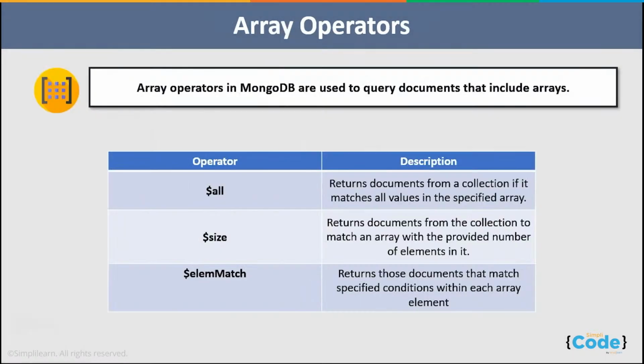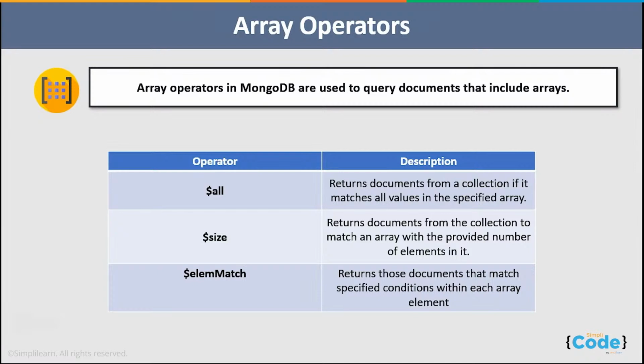And let us move ahead and finally discuss one of the most used operators, that is array operators. Array operators in MongoDB are basically used to query documents that include a field of arrays. Now, we again have three different types of operators used in MongoDB. The first one is the all operator. It returns documents from a collection if it matches all the values in the specified array.